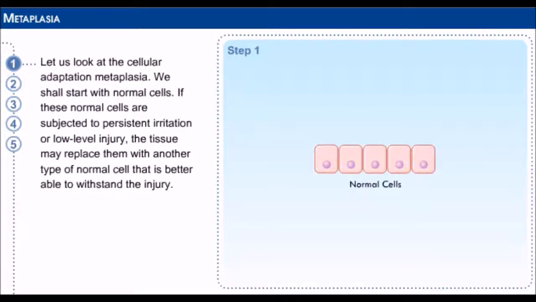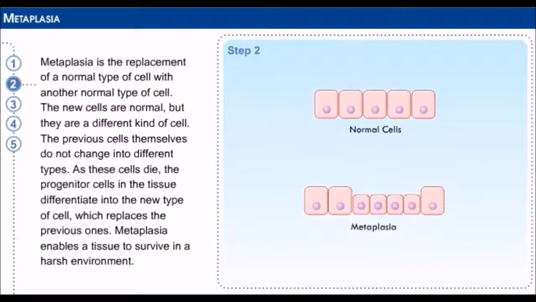Let us look at the cellular adaptation metaplasia. We shall start with normal cells. If these normal cells are subjected to persistent irritation or low-level injury, the tissue may replace them with another type of normal cell that is better able to withstand the injury. Metaplasia is the replacement of a normal type of cell with another normal type of cell. The new cells are normal, but they are a different kind of cell. The previous cells themselves do not change into different types. As these cells die, the progenitor cells in the tissue differentiate into the new type of cell, which replaces the previous ones. Metaplasia enables a tissue to survive in a harsh environment.